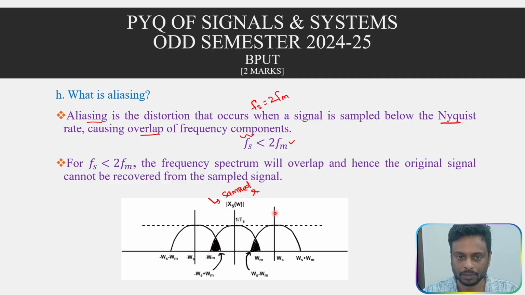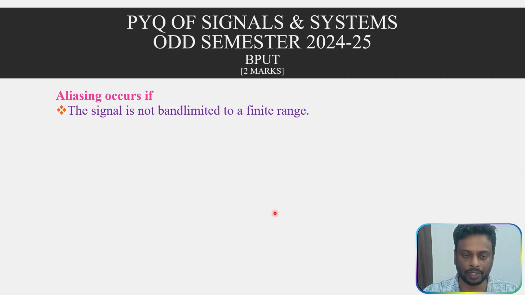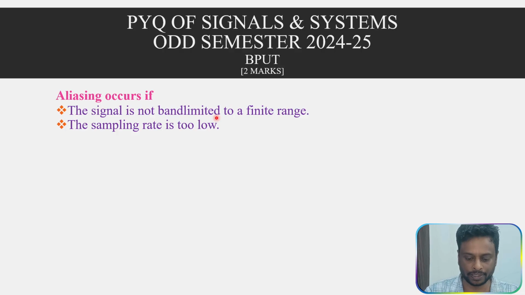Now, how does aliasing occur? First, if the signal is not band limited to a finite range. The signal should be band limited to a finite range. Second, if the sampling frequency is too low, that is, fs is less than twice fm.